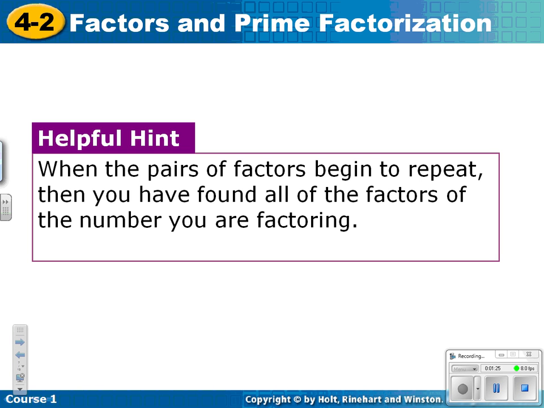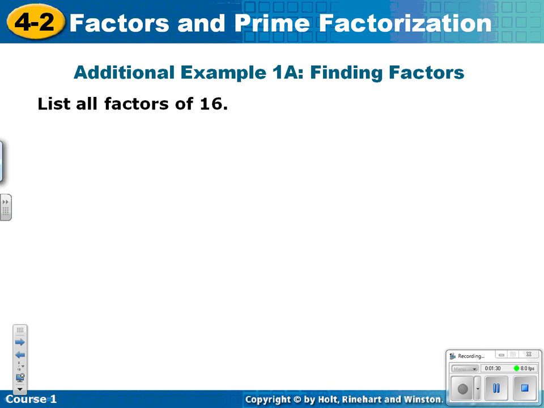When pairs of factors begin to repeat, then you've found all the factors. So what we're going to do is look for the factors of 16. There's some vocabulary here that I want to cover for you. First of all, 16 is divisible by, and the word divisible means it can be divided evenly by. Okay? So what are some numbers that you can divide 16 by and get a regular whole number?